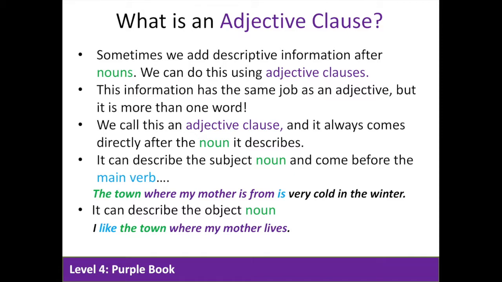It can describe the subject noun and come before the main verb. For example, the town where my mother is from is very cold in the winter. In this example, we have the subject noun in green, the adjective clause in purple, and the main verb in blue. We can also use adjective clauses to describe object nouns.